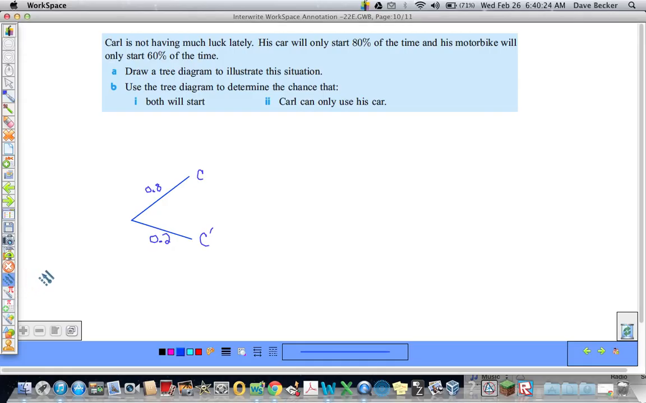Then, from there, we go to the motorbike. What happens? Well, there's two possibilities. The motorbike will start, or the motorbike will not start. So both times we'll use M, that the motorbike will start, and not M, that the motorbike will not start. That's a horrible M. Let's redo that. Computer is acting up for some reason, a little bit of a delay. Okay, and then M, and not M.